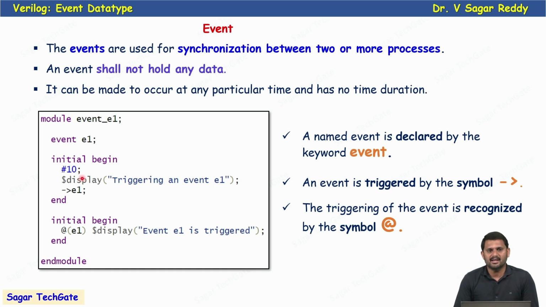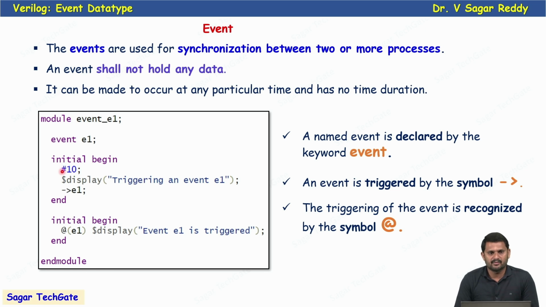Now how many initial blocks are there if you see here? We have two initial blocks. We know that these initial blocks will execute concurrently, and they start at 0 simulation time. So which one will execute first? We don't know, it depends on the tool. It may take this or this. Assume, for example, that it takes this initial block first. If we enter into this initial block, we need to wait how much time? A 10 time unit delay.